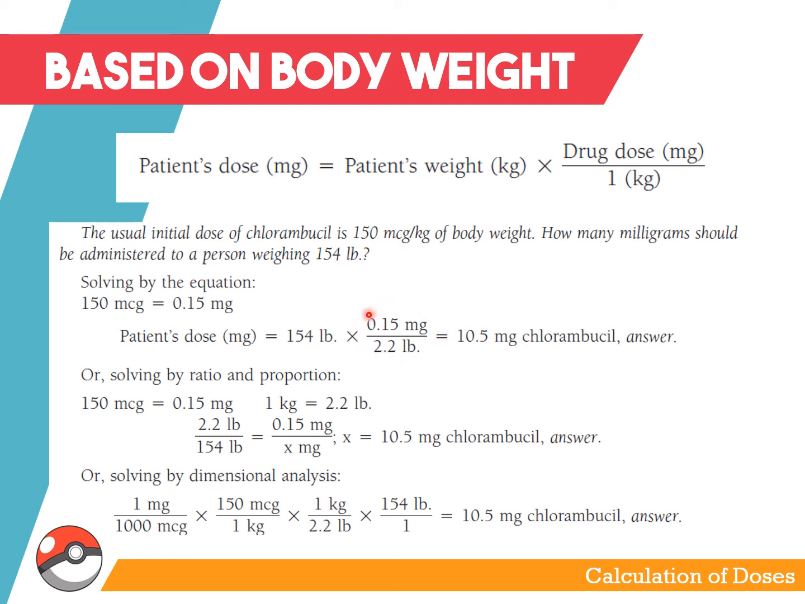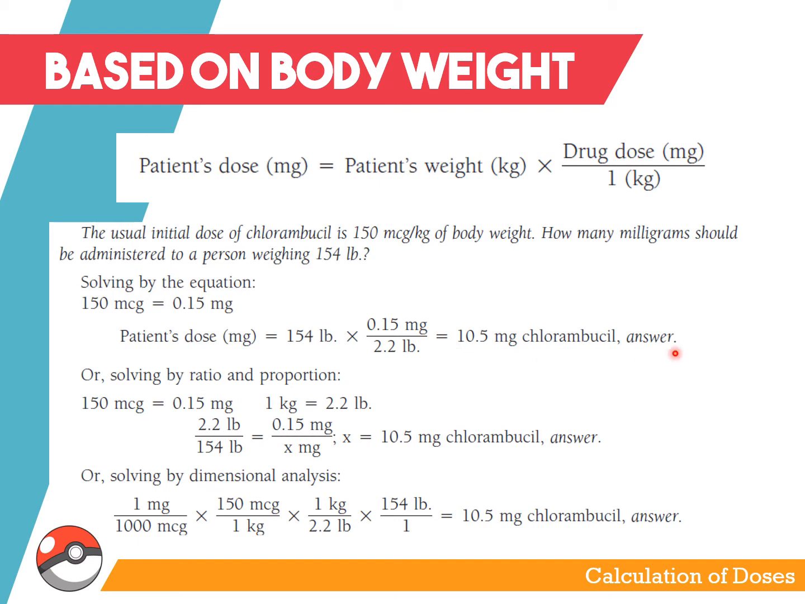Okay, so do not be confused, because the unit here should be milligrams per kilogram, right? So here, milligrams per kilogram. Since 1 kilogram is equal to 2.2 pounds, it has been placed there instead of 1 kilogram for a more direct approach in solving. So the equation would be 154 pounds times 0.15 milligrams per 2.2 pounds. So we cancel pounds, we cancel the like units, and then we arrive with 10.5 milligrams of chlorambucil.